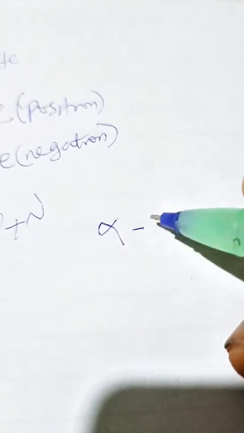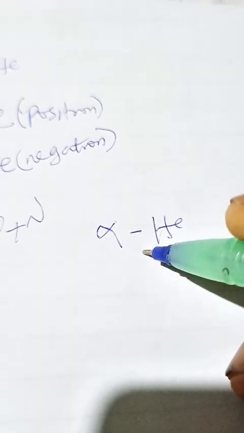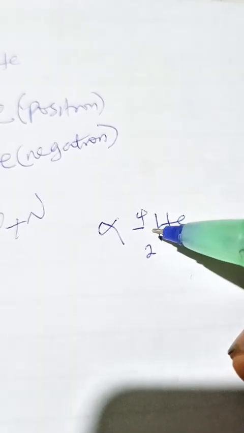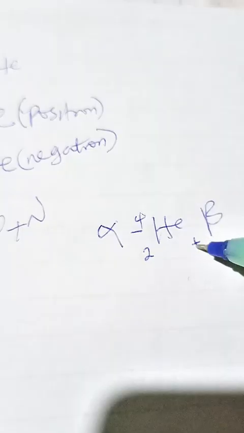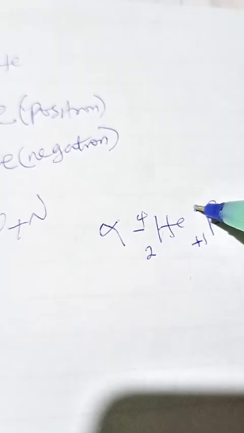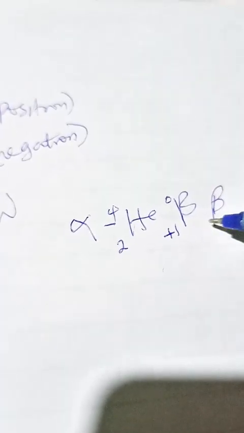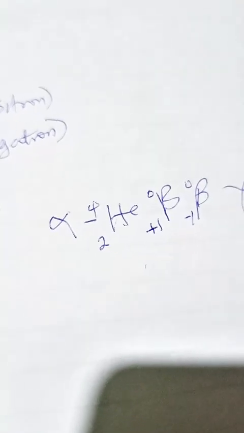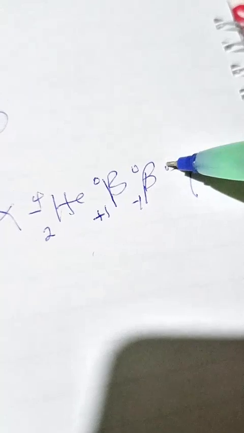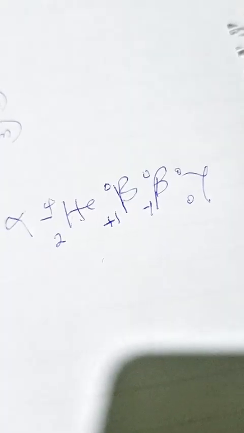For the alpha particle, we said they are helium particles. They have atomic number 2, mass number 4. For the beta particle, if it is a positron, it is +1 down, 0 up. If it is a negatron, it is -1 down, 0 up. Then if it is gamma rays, it is 0 up, 0 down. Now let's see how we apply all of this in solving problems.